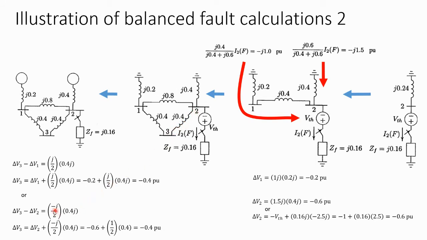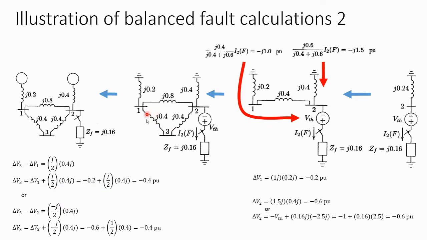So I write negative j over 2 multiplied by 0.4j. The division by 2 here, be reminded, is due to the current divider rule. The negative and the positive over here is due to the definitions of the voltage drop, or the considerations of the voltage drop directions that we are looking at the moment.